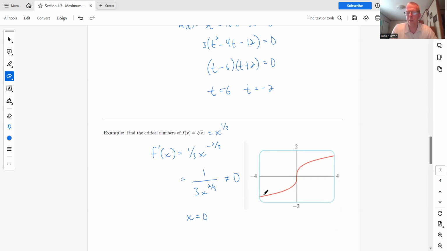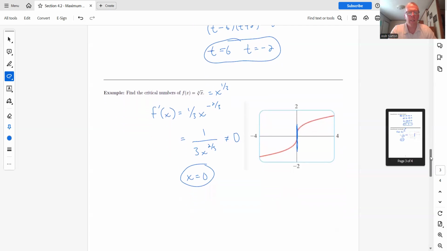But if we look at this one, at x equals 0, we have a vertical tangent line. And when it's a vertical tangent line, that means that the derivative does not exist. Okay, but still a critical number. And we have these two up here for this one.